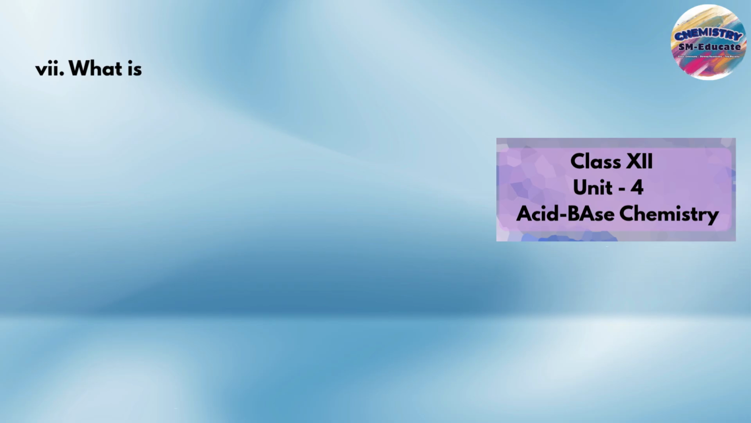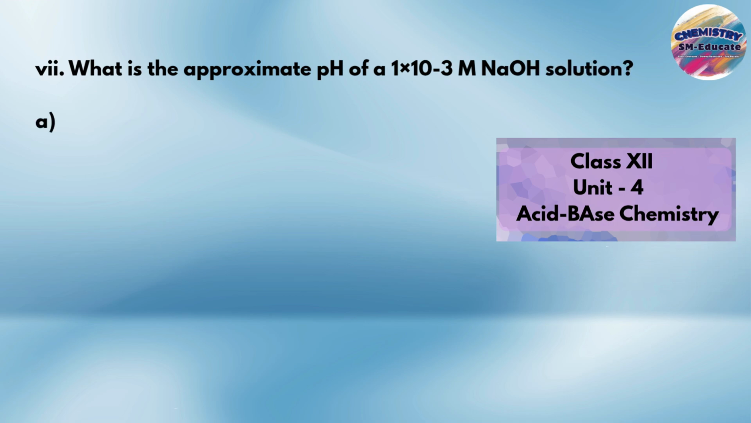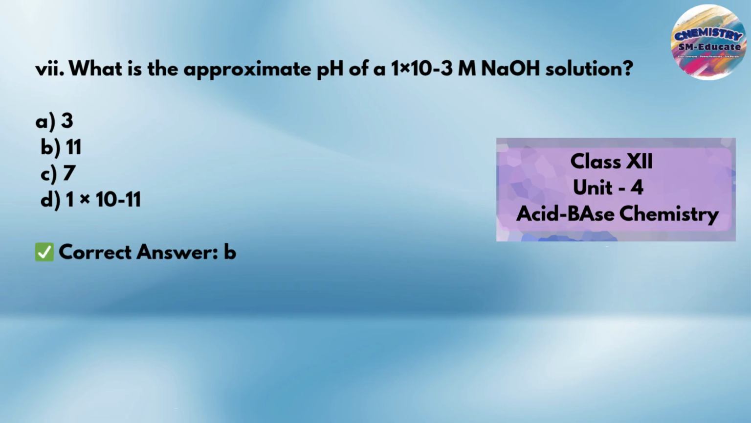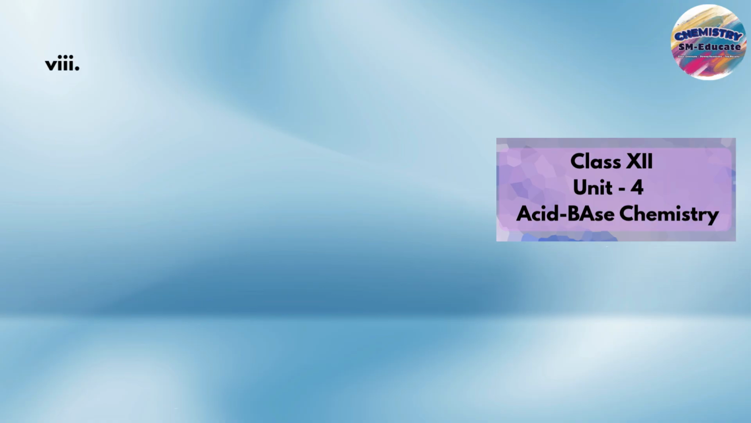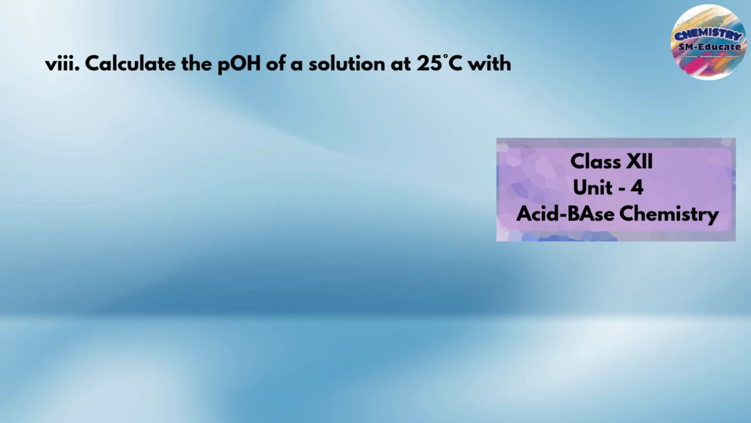Part 7. What is the approximate pH of a 1 into 10 to the power minus 3 M NaOH solution? A, 3; B, 11; C, 7; D, 1 into 10 to the power minus 11. Correct answer: B, 11. Hint: For a strong base, pOH equals 3, then pH equals 14 minus 3.